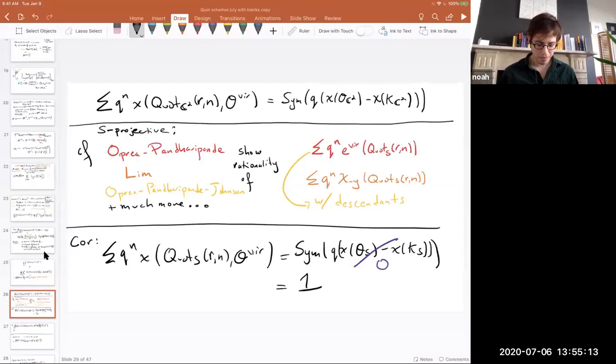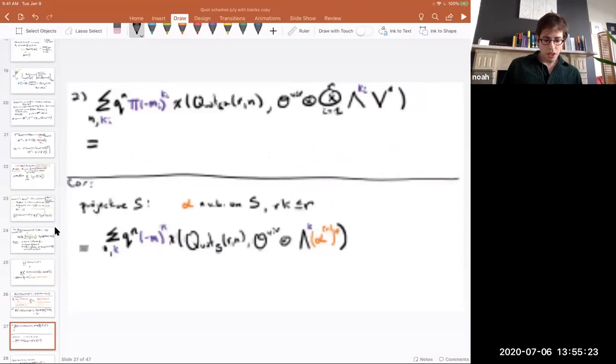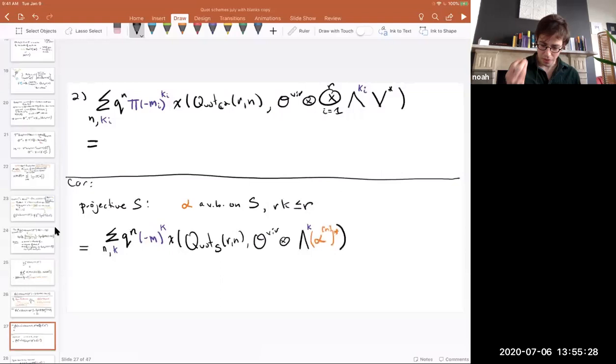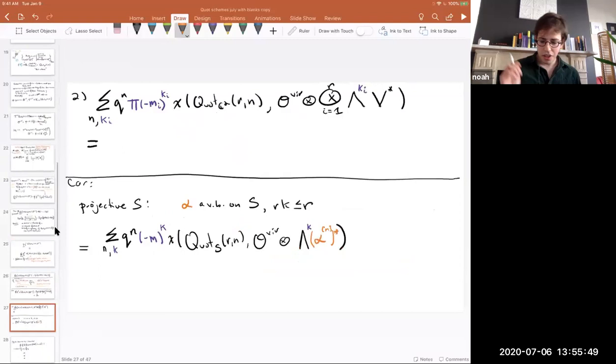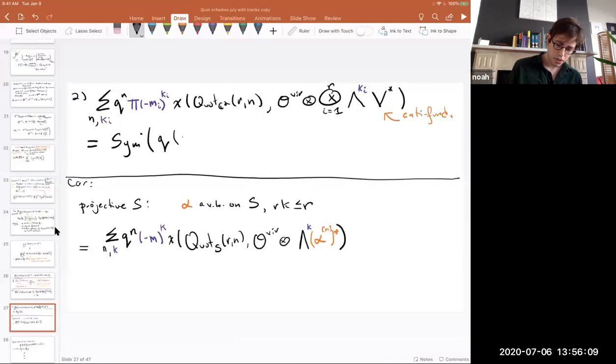Okay. So that's maybe a little disappointing, but one can decorate this formula to extract answers that aren't trivial. So for example, the virtual structure sheaf was R fundamental matter insertions with a particular specialization. I should emphasize this is a very particular specialization. And then I can throw in also R anti-fundamental matter insertions, and no longer worry about specializing them. And the answer I get is still quite nice. The answer we get with Yasha will now depend on the rank and depend on A.